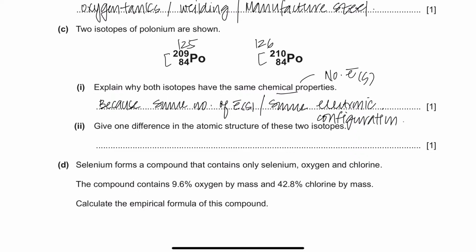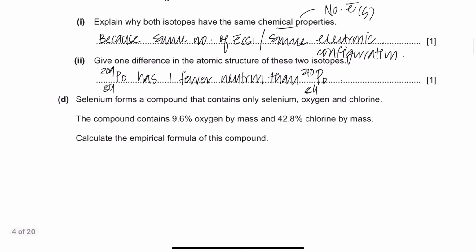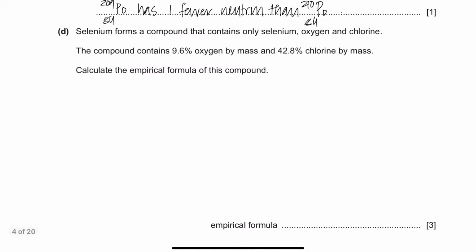So you can tell the examiner that the difference between these two is that polonium 209 (84) has one fewer neutron than polonium 210 (84). You could say it like that, or you could have said that polonium 210 has one more neutron than polonium 209. It's the same thing, 209 and 210, right? Now, moving on, selenium forms a compound that contains only selenium, oxygen, and chlorine by mass, right?